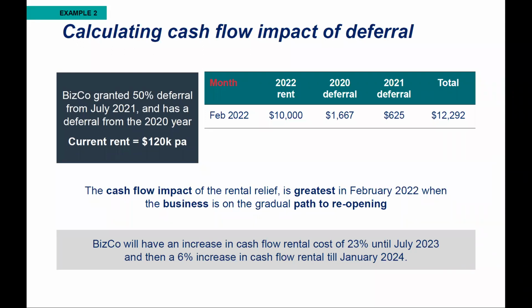So in this situation, BizCo is going to have increased rental costs of about 23% until July 23, which is when the first deferral scheme ceases, and then it will have an increase of its rent costs of about 6% until January 24, which is when the second, or this current, deferral scheme ceases.